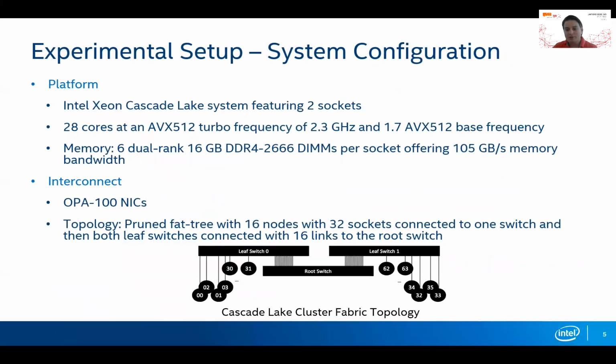How do we evaluate the performance in our poster? We're using a 32-node Intel Xeon Cascade Lake system. It's a top-end CPU with 28 cores and roughly 4 teraflops of FP32 compute per socket. We're using a fat tree of OPA 100 NICs. That means we have 1 NIC per socket, and they're feeding into 2 leaf switches connected by a root switch with half the bandwidth in the backbone.